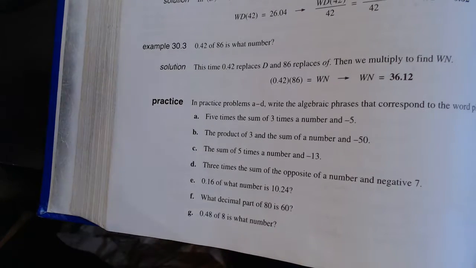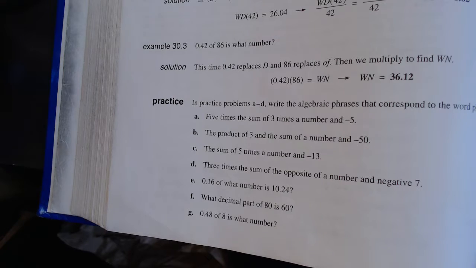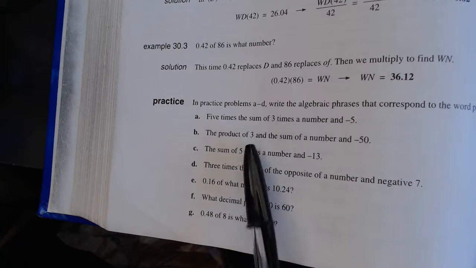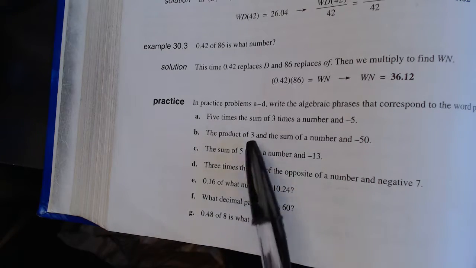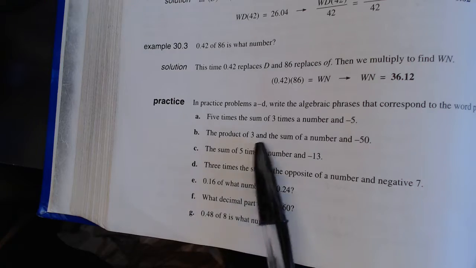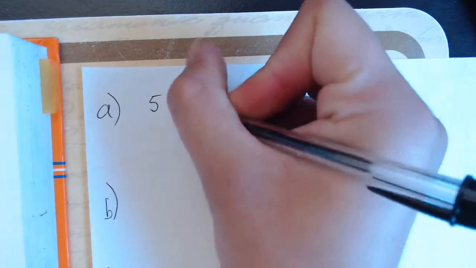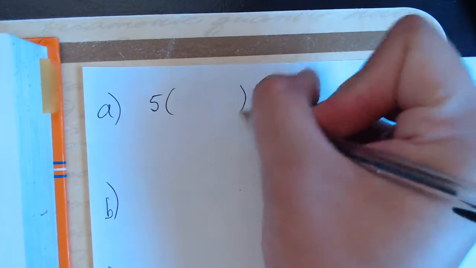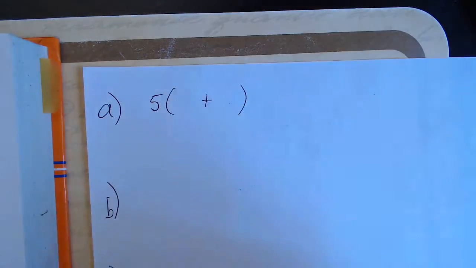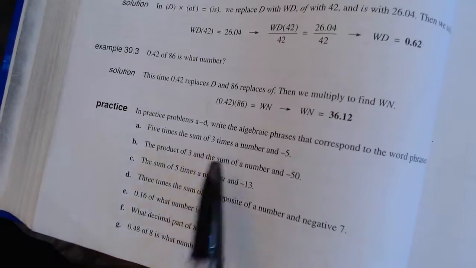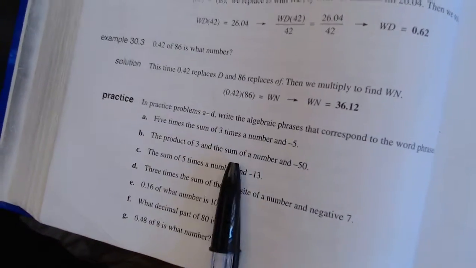So in A, they tell us 5 times the sum of 3 times a number and negative 5. So we have to do 5 times a sum. A sum, as we know, is the answer to an addition problem, so that sum is going to have to be in parentheses. So we're going to have 5 times parentheses, and in that parentheses we're adding multiple numbers. The two numbers we're adding are 3 times a number and negative 5.